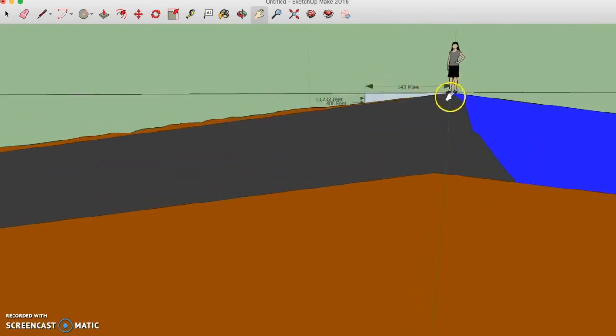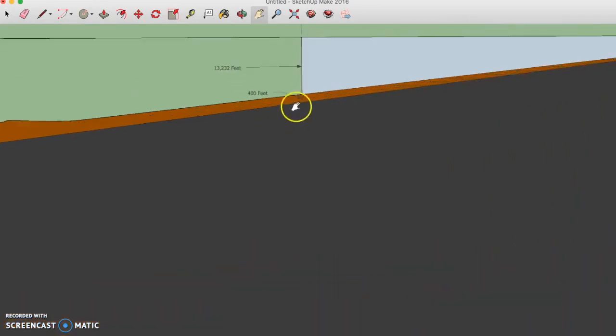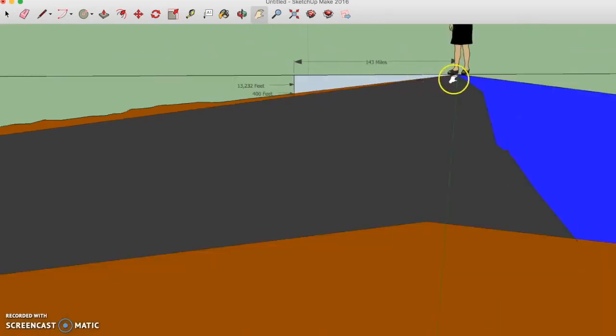Well, if you're standing at the mouth of the river, where the river enters the sea or the Gulf or the ocean, whatever it enters, and you're looking back towards my house, 143 miles, there's the 13,632. So I'm 400 feet above sea level. Zoom in here. So here's the datum line. Come up here 400 feet. That would be my house right here. It means that my house is 13,232 feet below the coast.